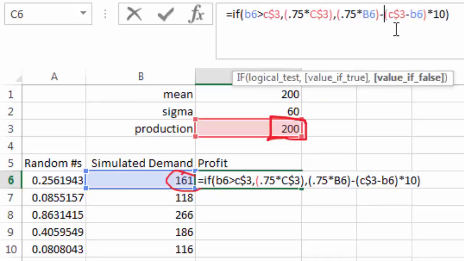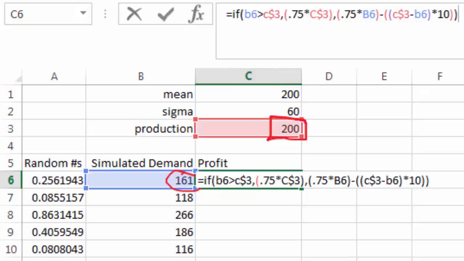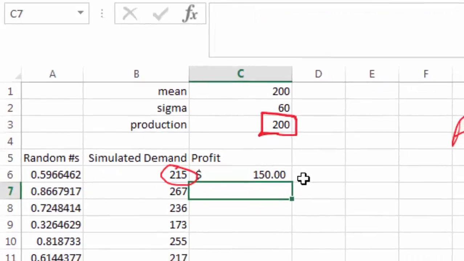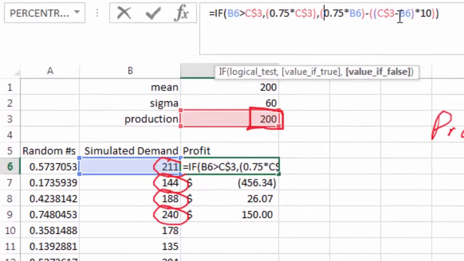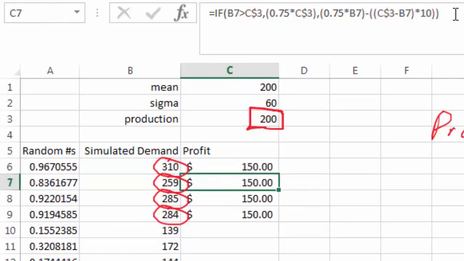And I think I need to add one more parentheses here. Yes, I want to group that. So it's this minus this. And I think I can now close out all my parentheses, and I should be good to go. C3 minus B6 times 0.10. Okay, I see my error here. Instead of 10 cents, I've got $10. Forgot a decimal. Okay, fix my error there.